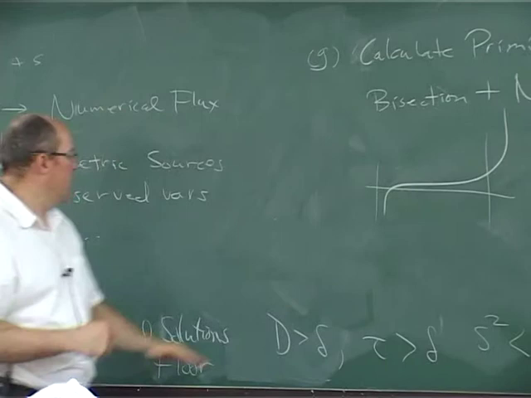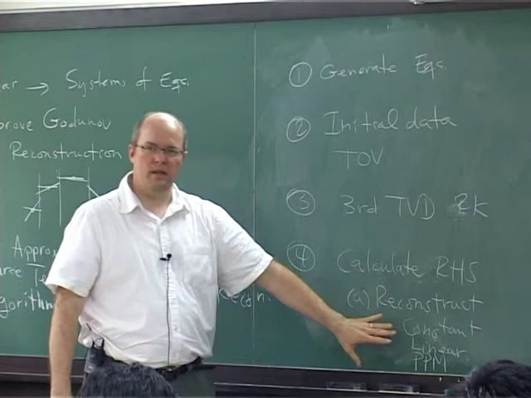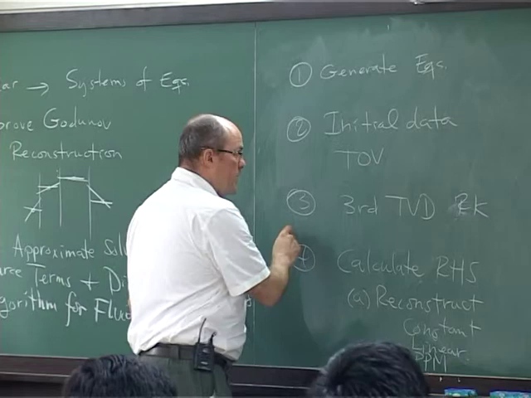I have now completed one cycle of the RK algorithm. And then I go back up to here, and I do it all again, right? When I do my RK algorithm, I'm going to do all this again. And if it's a third order Runge-Kutta, I'll do it all again. So I'll go through this cycle of number 4 three times in a third order Runge-Kutta.